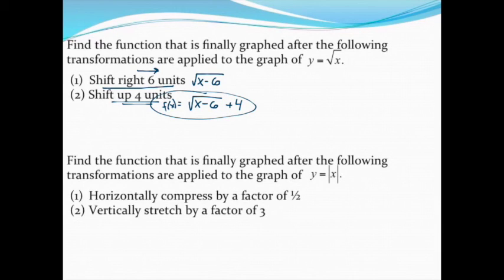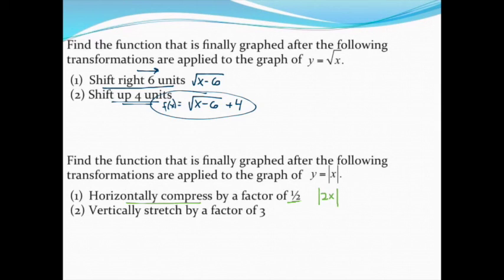Okay, let's go ahead and try this one at the bottom. This time, I've got a horizontal compression. Well, once again, horizontal things will occur inside of the parentheses or radical, or in this case, inside of the absolute value bars for this parent function. So I know I'm going to be inside. I also remember if I'm inside, I need to do the opposite, or in this case, the reciprocal, to have this effect. So if I want to horizontally compress by a factor of 1/2, I actually need to multiply by 2, the reciprocal of 1/2.